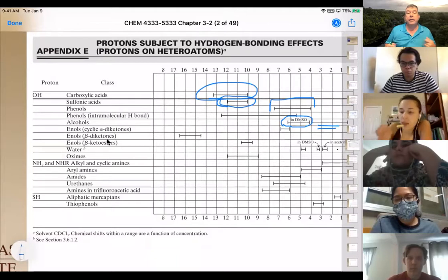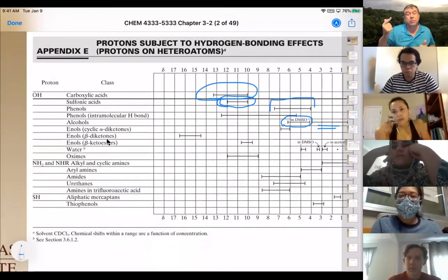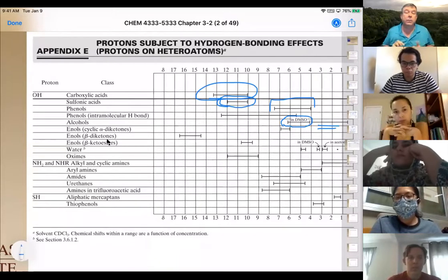And again, you'll start looking for this with the things you're looking for: shift, splitting, intensity, and integration. So when it integrates to 1 or just slightly below 1, you might start looking at those alcohols, even if they're split, especially if you're in the solvent DMSO.